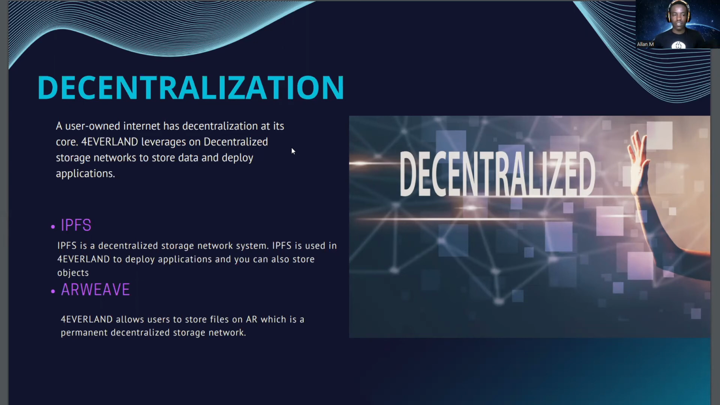So that's just the simple terms, how it works. Then there is AR. With AR, 4EVERLAND allows users to store files on AR, which is a permanent decentralized storage network. So consider IPFS like a hot storage layer and AR as a permanent storage network. You can use AR if you want to store data that cannot be removed from the internet.